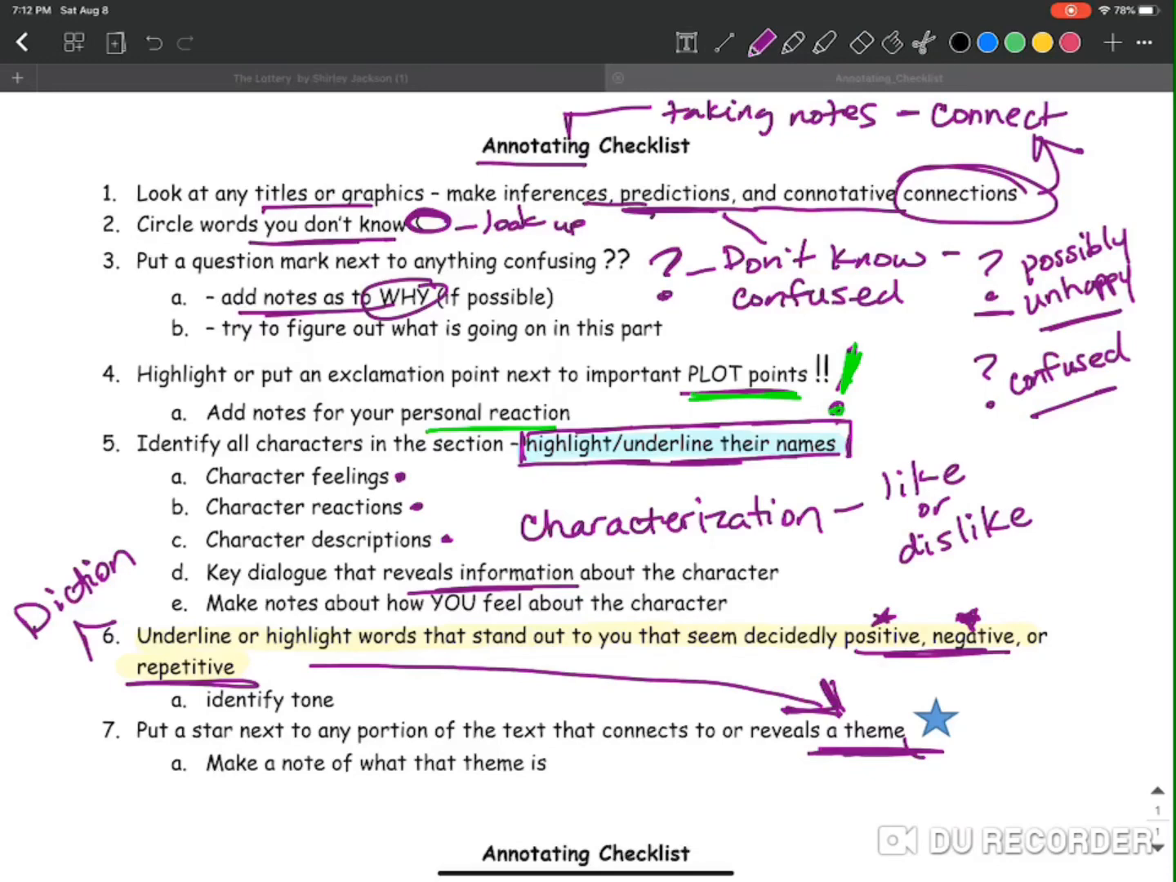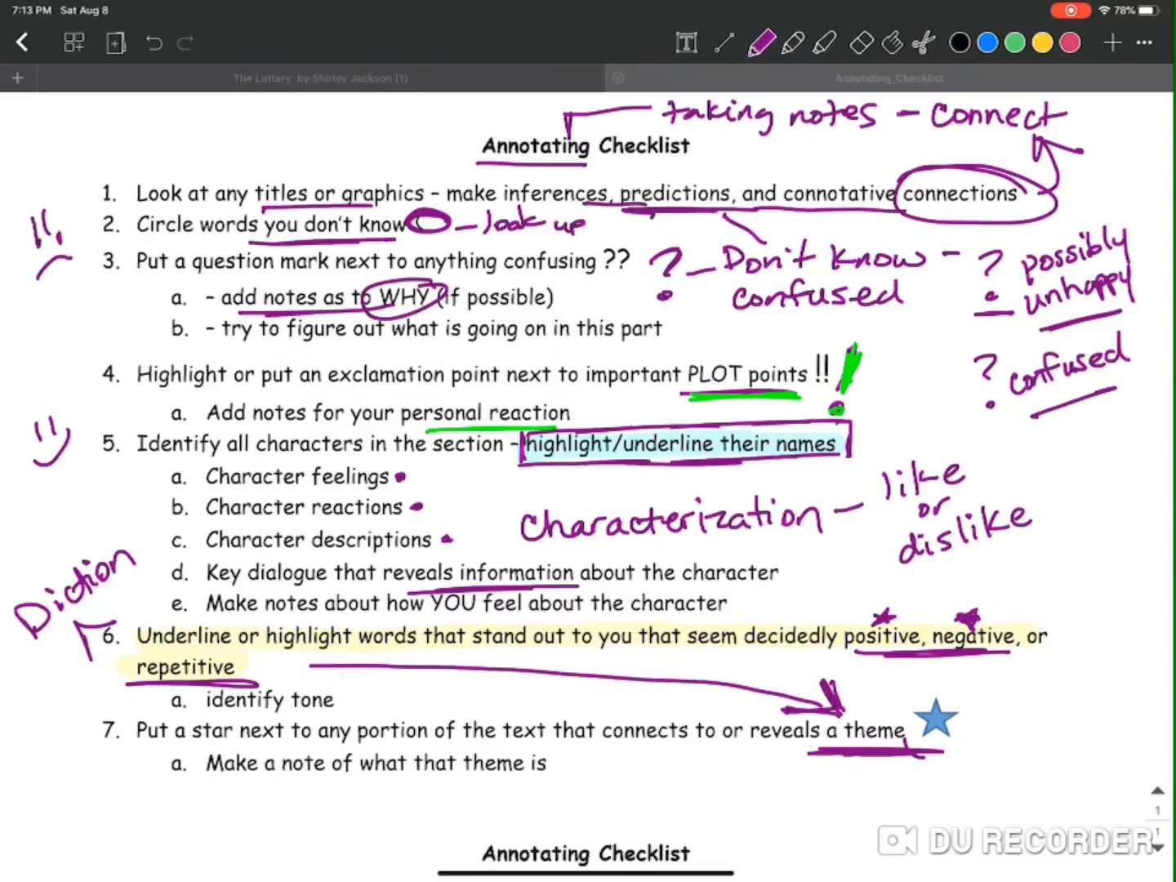Last thing not on the sheet that I will say, a lot of things that I do when I make notes is I remind myself of emotions that are going on. For instance, if I think something's funny, I might just put a smiley face out to the side. If I think something's really sad, I might put a frowny face, maybe even like I'm crying.